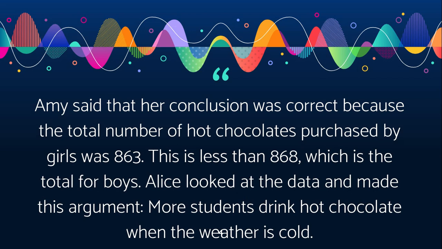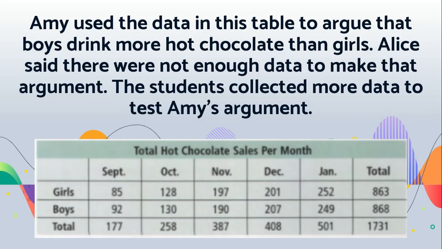Alice looked at the data and made this argument that more students drink hot chocolate when the weather is cold than when the weather is hot. And if we look back here, we'll see that the numbers are lower in September than they are in, say, January. So yes, that might check out.